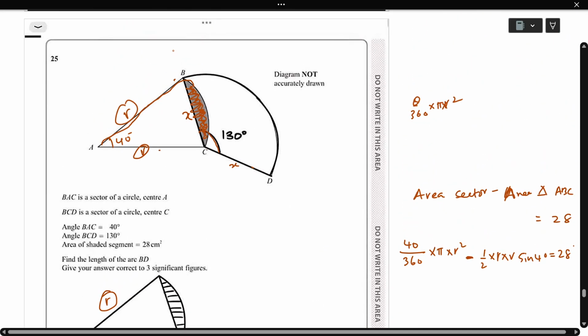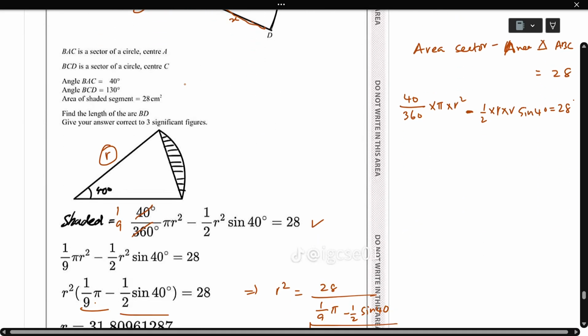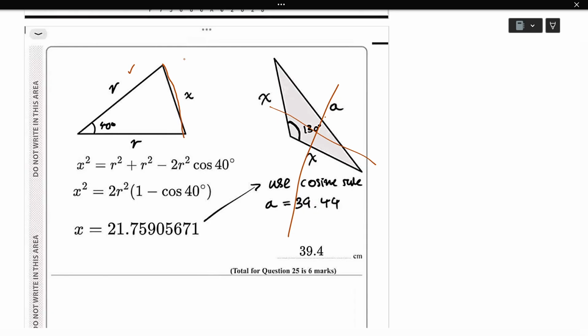Now we need to find the second sector's radius, that is going to be here and here. I'm going to use the cosine rule on this triangle because I already know the r value. We draw the triangle here, and I need to find x. This x is going to be the radius of the other sector.